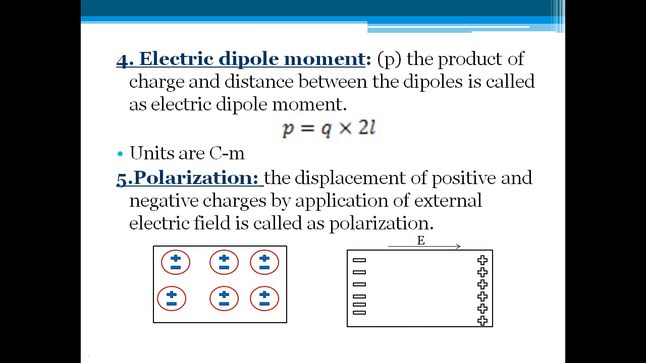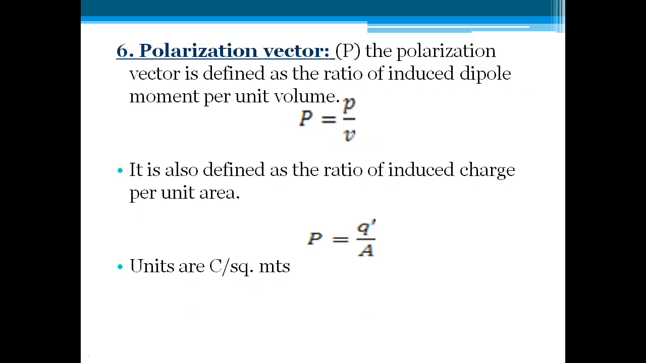Then how to calculate how much polarization has happened in the material? For that, it is defined with respect to the polarization vector, which is the ratio of dipole moment per unit volume. As it is represented with a capital letter P, P is equal to dipole moment small p by volume V. The unit for this will be coulomb per square meter.